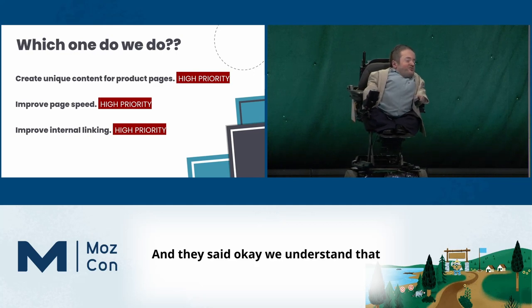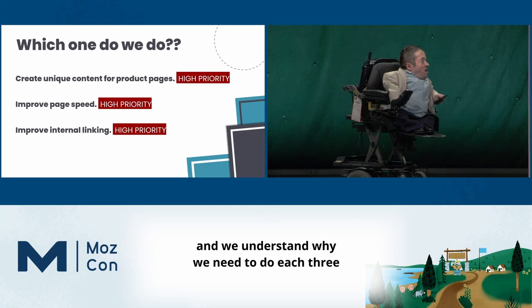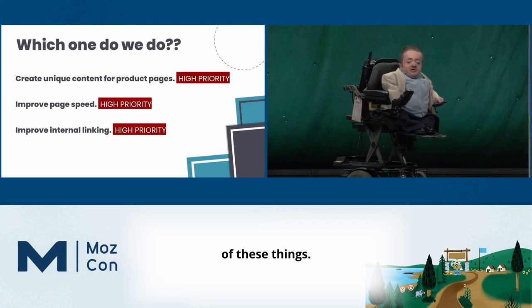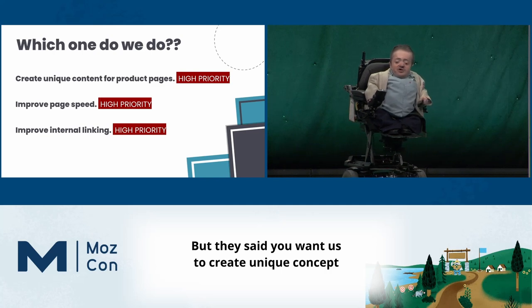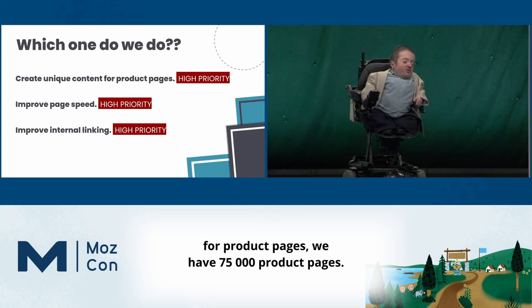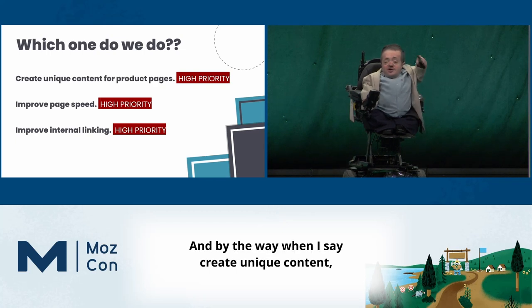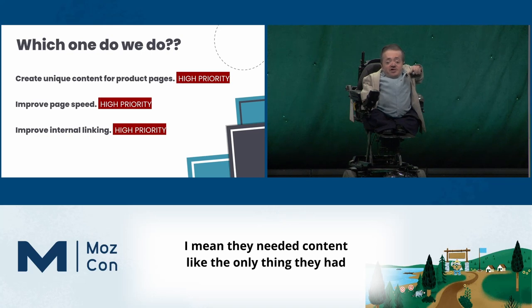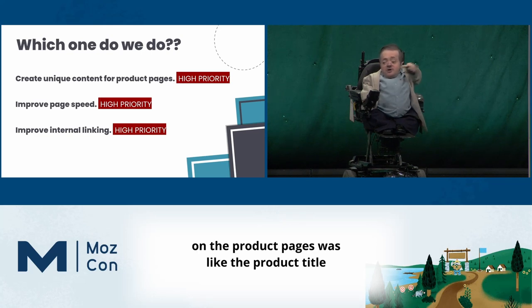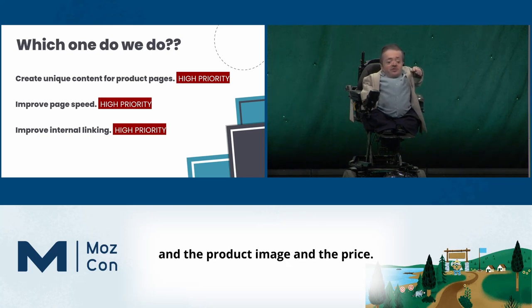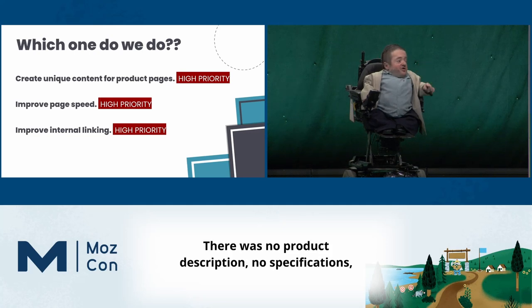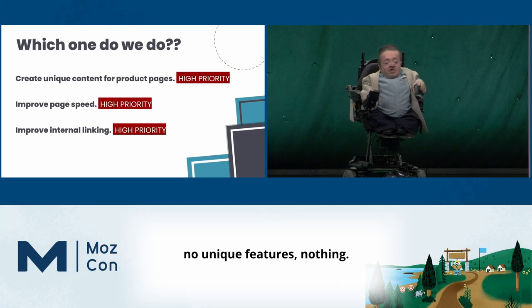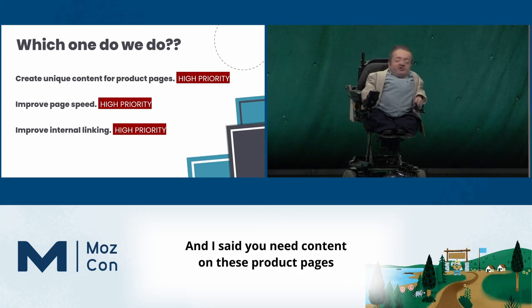And they said, okay, we understand that, and we understand why we need to do each of these three things. But they said, you want us to create unique content for product pages. We have 75,000 product pages. And by the way, when I say create unique content, I mean they needed content. The only thing they had on the product pages was the product title and the product image and the price. That's it. There was no product description, no specifications, no unique features, nothing. And I said, you need content on these product pages.